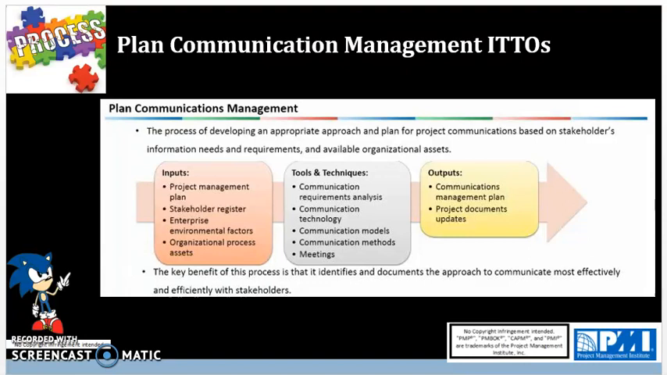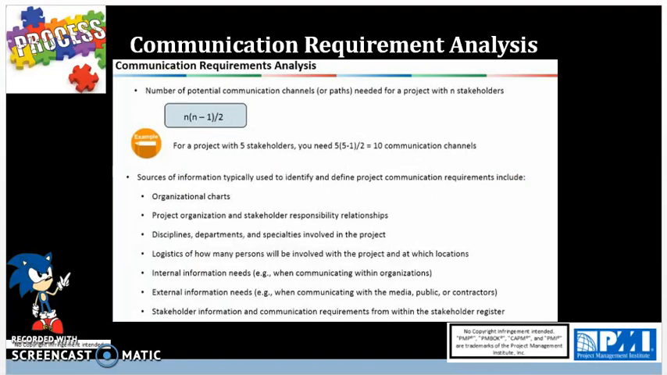This is where we're talking specifically about the stakeholder communication channels formula, n times n minus 1 divided by 2, which shows the number of potential communication channels or paths needed for a project with n stakeholders. Keep in mind that the n stakeholders could include you, because you as a project manager are also a stakeholder. You are impacted by the project.